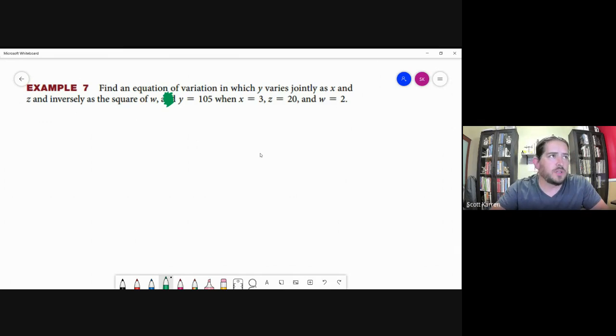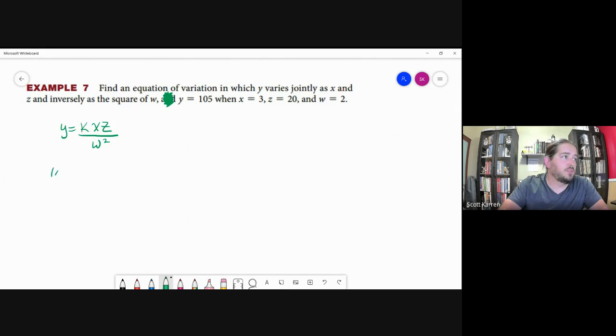We want to find an equation of variation in which y varies jointly as x and z, and inversely as the square of w. So I have that, right? This varies jointly with x and z and inversely with the square of w. So that's my function, right? I can figure out k by this information.